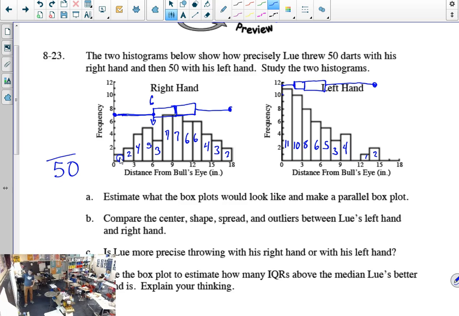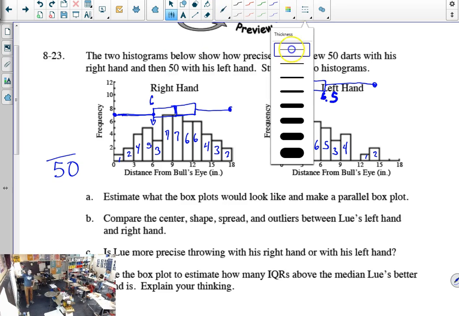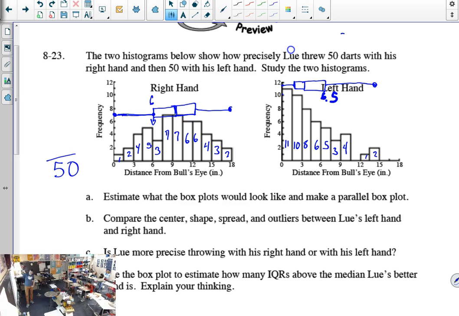6.2, 6 whatever. Even if we say, because this is 7.5, right? So let's just say 6.5. And then down here, maybe that's like 2. So the IQR here would be 4.5. So then it says, how many IQRs above the median is Lou's better hand? Median's always that middle.